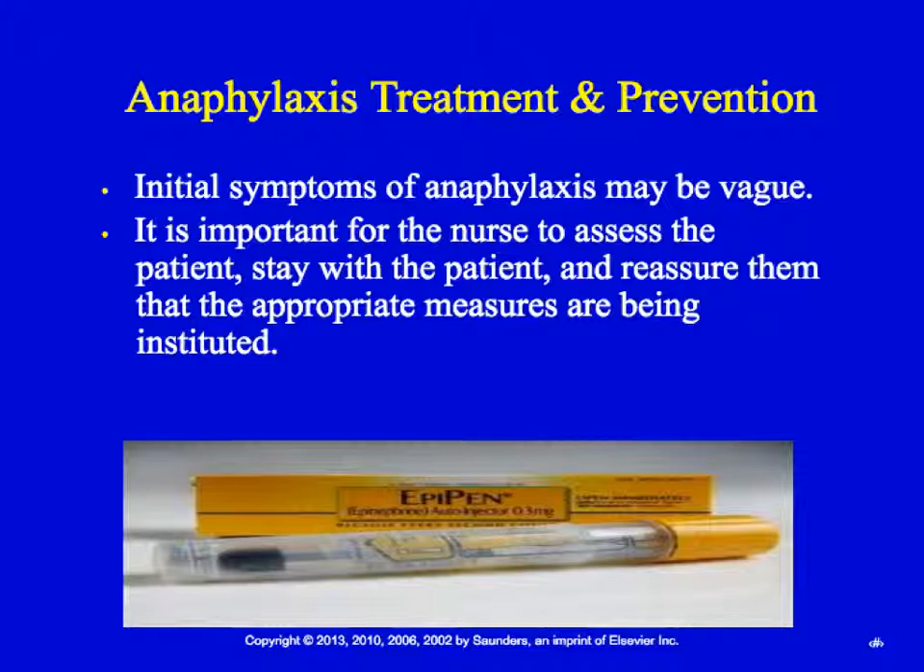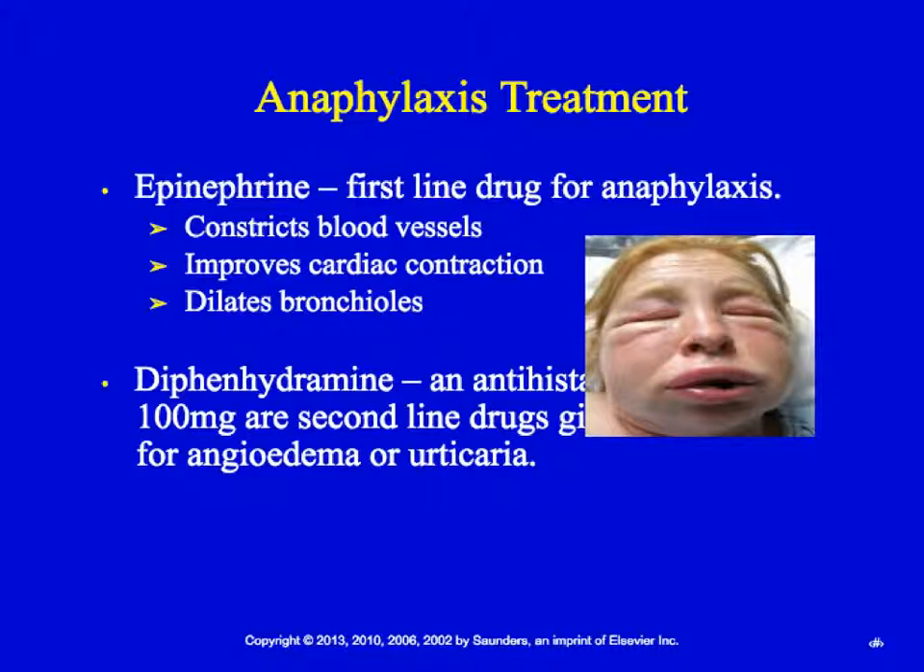Could save lives. The medications that you will need in treating a patient: epinephrine is your first line for sure. A lot of people carry EpiPens if they have allergies to bee stings or peanuts and things like that. So they need to have it on hand. That's the first thing you need to grab for when you have somebody that's having an anaphylactic reaction, your epinephrine. That drug works to constrict blood vessels, improve cardiac contraction, and dilate bronchioles so that someone can breathe better.